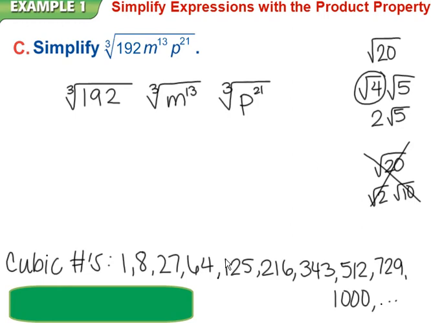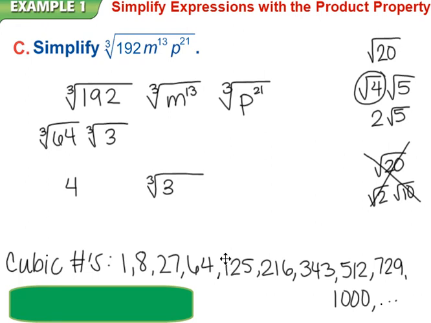Okay, so now we figure out how can we split apart 192. Which number on this list down below will be divided by it evenly? And the answer is 64. 64 times 3 makes 192. And we can take the cubic root of 64. It is 4. Then I'm going to put the cubic root numbers at the end.